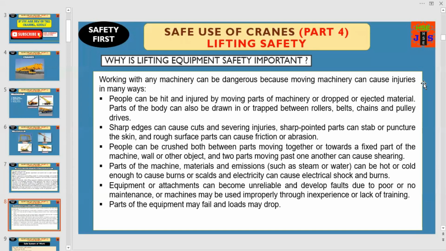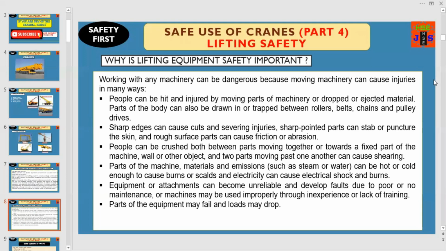Equipment or attachments can become unreliable and develop faults due to poor or no maintenance. Or machines may be used improperly through inexperience or lack of training. And lastly, parts of the equipment may fail and loads may drop. Because of this lengthy list of dangers, it is important to implement safety standards and maintain them at all levels.